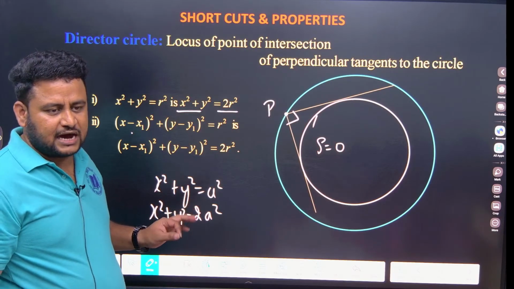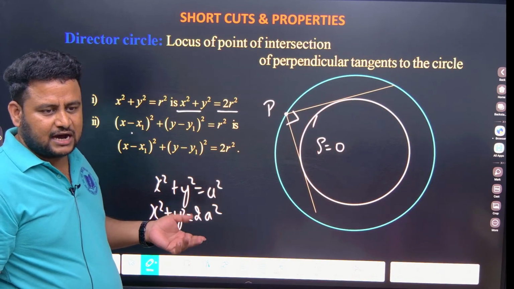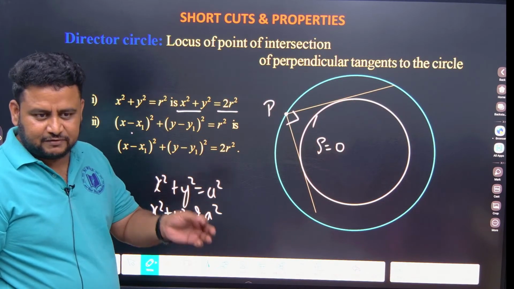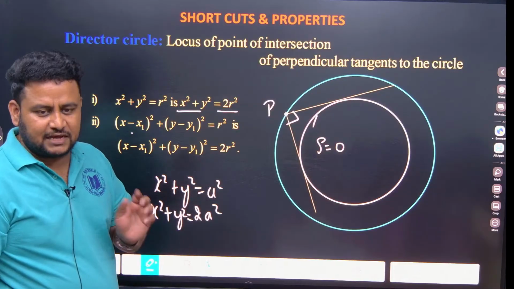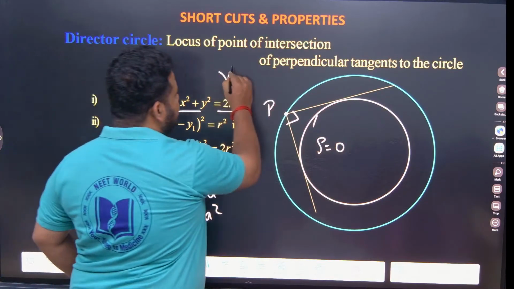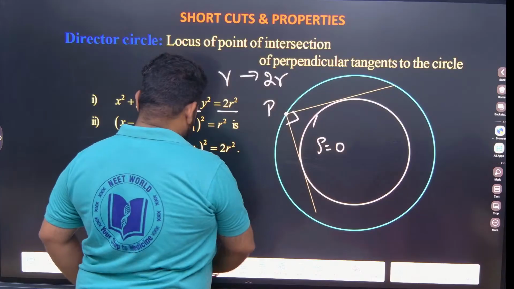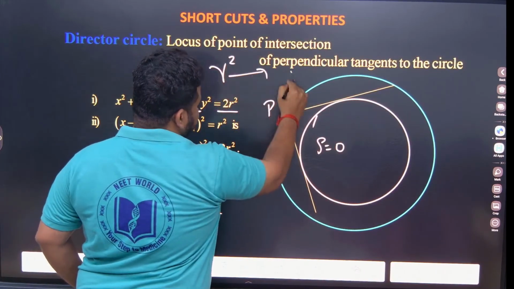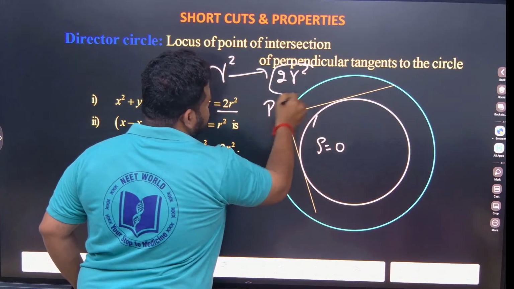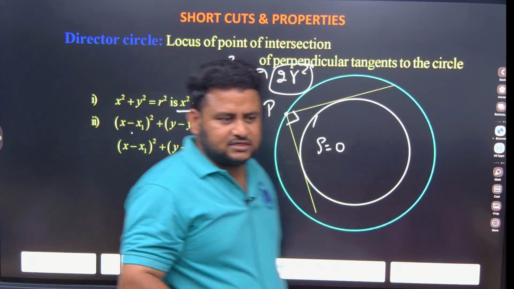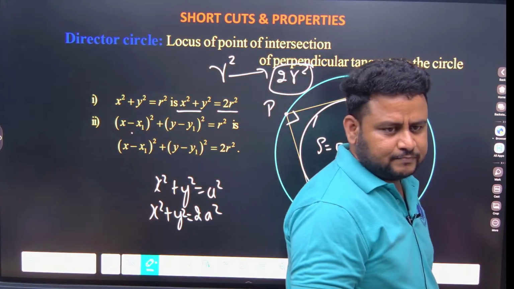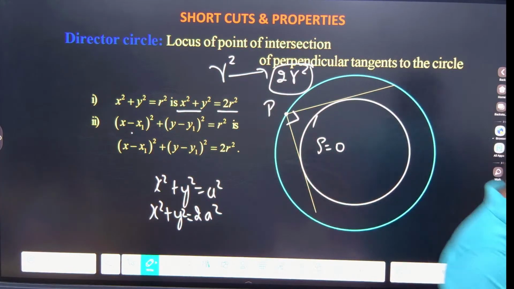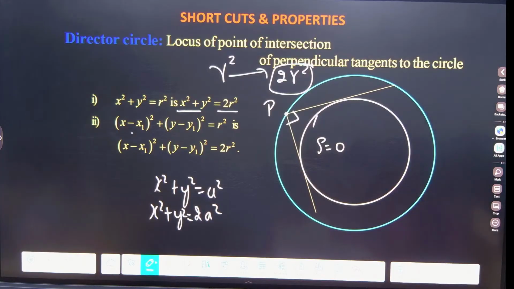You should not write r as 8, and you should not write 8 into 2. No, r square will remain r square, but you have to multiply by 2. See, r is not becoming 2r. You write r square as it is and multiply by 2. Understood everyone? This is about the director circle. Clear to everyone? Okay, now let us go to the previous year questions.